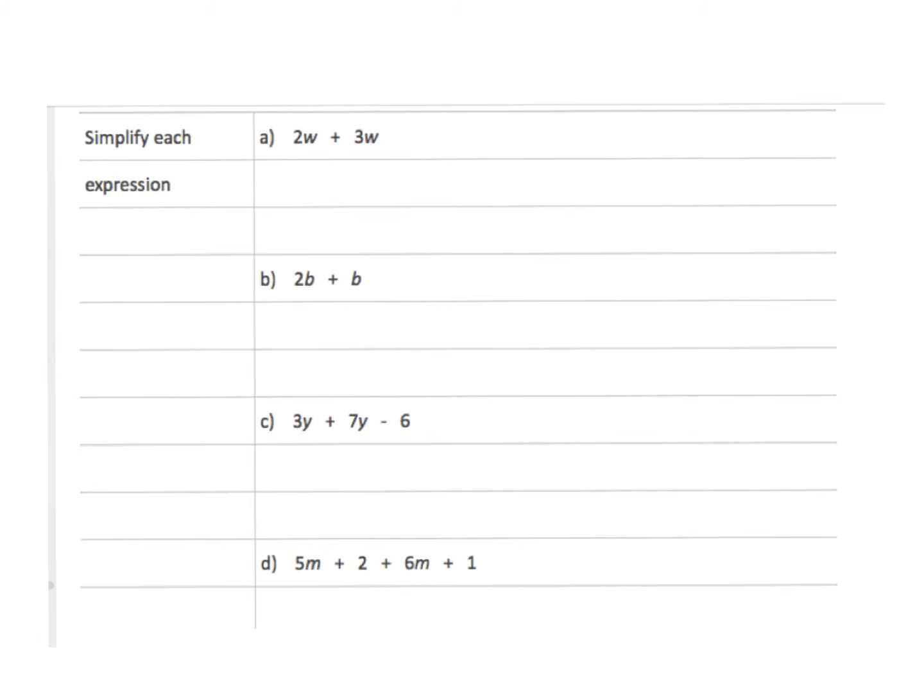In order to put our like terms together decently, we're going to draw a box around each term, including the sign that's in front of it. Now we're going to put these together. I've got a W here and I've got a W there. So 2W plus 3W is going to give me 5W. Again, put boxes around each term. I've got a B and I've got a B. This is a 1B. So if I put them together, I've got 3B.